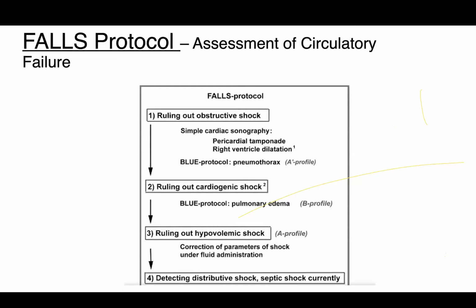Then rule out hypovolemic shock. That is, you have an A profile. You correct the parameters of shock under fluid administration. Then with fluid administration, if the patient turns out to be still hypotensive and eventually starts to develop a B profile, then the patient is likely to develop a distributive shock, which is likely to be a septic shock. All right. So in the FALLS protocol, first assess for obstructive shock, then cardiogenic shock, hypovolemic shock, and then distributive shock.